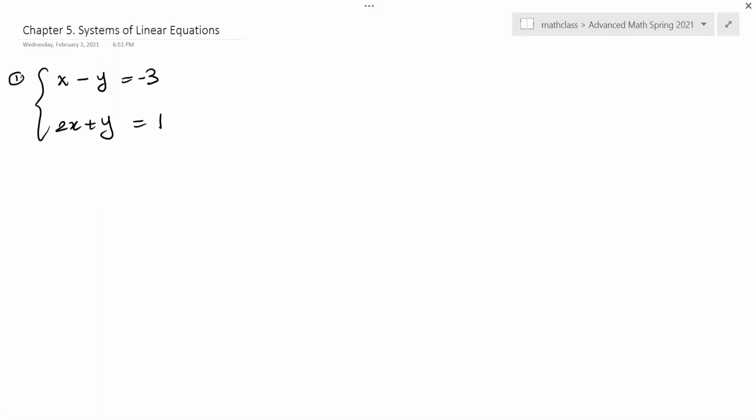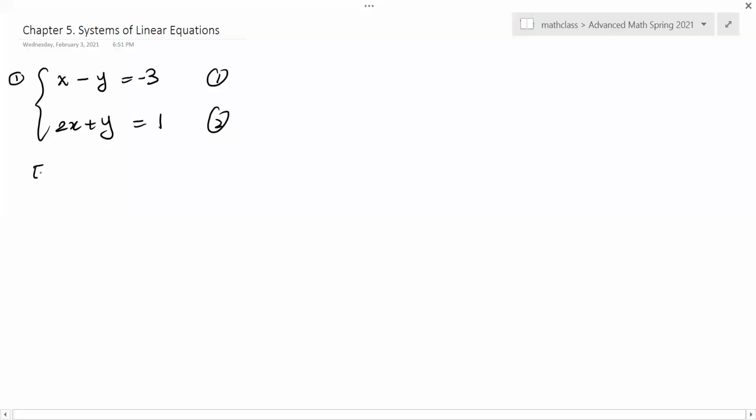Now we have two equations here, right? So there are several ways to solve the problem. The first method we call the substitution method. The second method is called the elimination method. Sometimes in the process of solving the equations, we use both methods. So I'm going to call the first equation 1, the second equation 2.